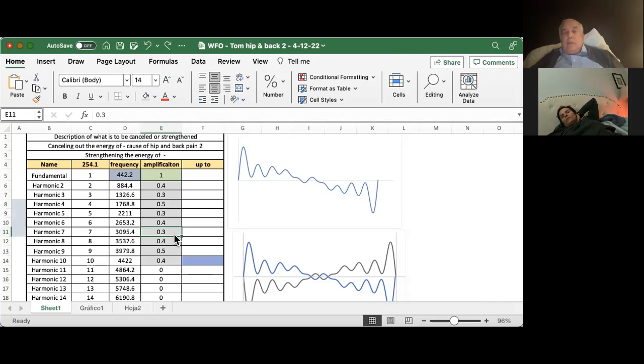Well, it's very simple. All you have to do is muscle test for the point, whatever it is, and just go down the list. Now, this thing here says "up to," and that means we only need to go up to the 10th harmonic here. That's why I have this blue bar. Right? So we can stop there.